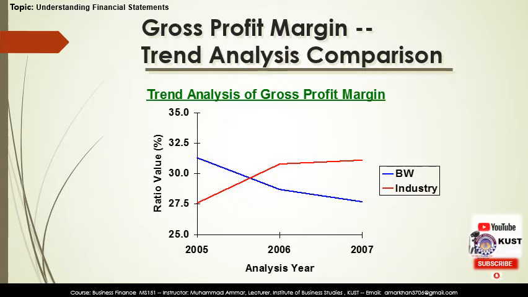They have also given the trend analysis of the gross profit margin, with a chart comparing against the industry average. On the horizontal axis the years are given, 2005, 2006 and 2007, and on the vertical axis the ratio values are given in percentages. The blue line indicates Basket Vendor and the red line indicates the industry average. So you can clearly see that Basket Vendor is below the industry average every year, right?